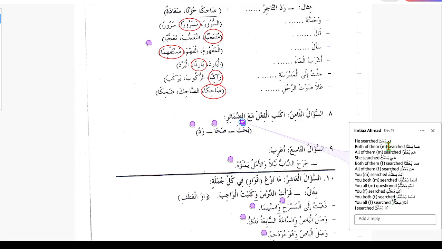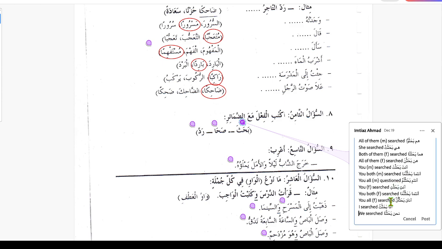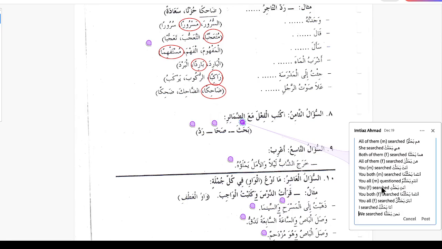So bahasa, to search. Huwa bahasa, he searched. Huma bahasa, both of them masculine, they searched. Hum bahasu, all of the masculine, they searched. Hiya bahasat, she searched. Huma bahasata, both of the feminine, they searched. Hunna bahasna, all of the feminine, they searched. Anta bahasta, you searched. Antuma bahastuma, you both masculine searched. Antum bahastum, you all masculines searched. Okay, so this should be searched.